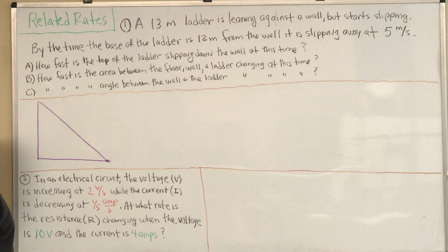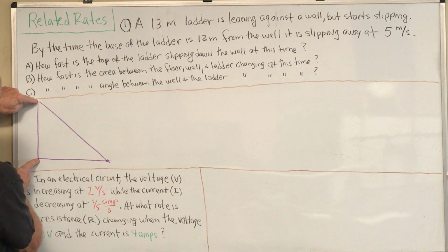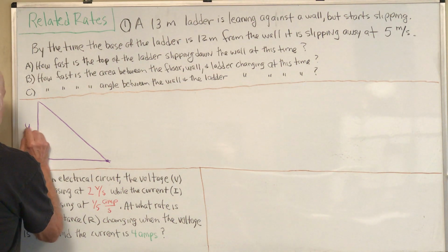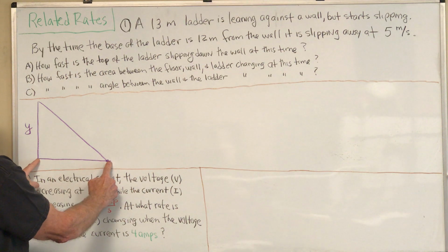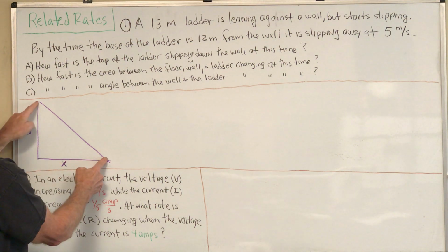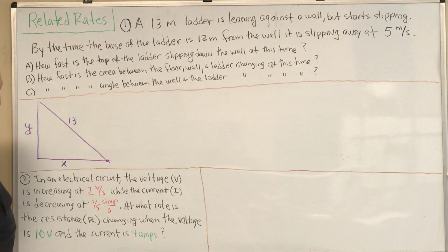And we want to know how fast the top of the ladder is slipping down the wall. So usually what you do is you look for variables. Well, as the ladder slips, this distance right here between the top of the ladder and the ground is going to change. So we could call that a variable. Also, as the ladder slips, this distance is going to change. But the ladder is a constant, so we don't really want to add another variable. So there's our picture with our variables and our constants in it.